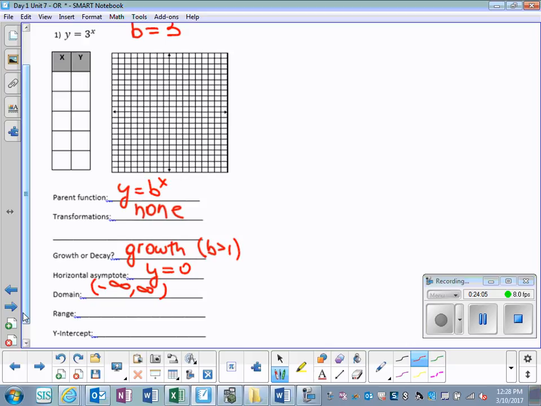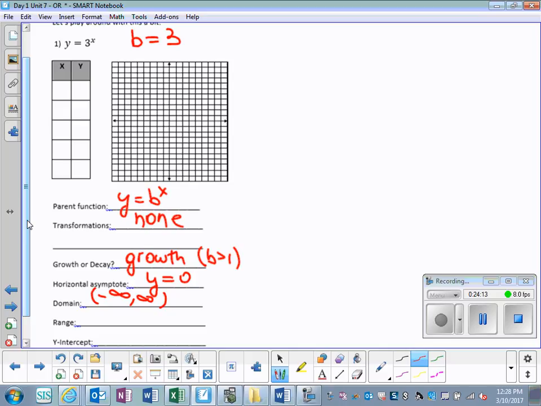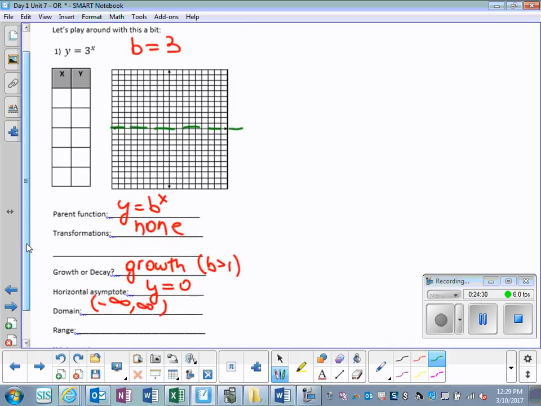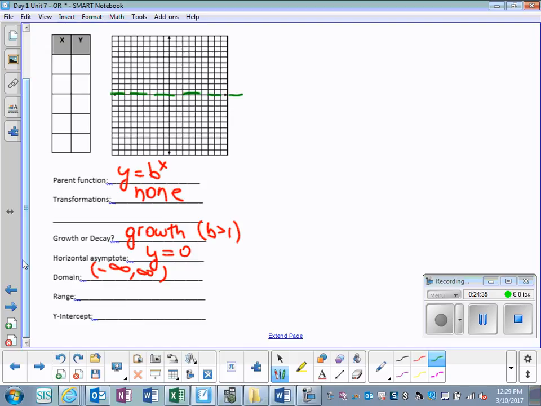What is the range? All numbers above 0, because we already determined that the horizontal asymptote is y equals 0. So my function will get very, very close to it, but will never reach it. And will it be above or below my horizontal asymptote? Above, because there is no negative in front. So the range is what? 0 to infinity. My k number is 0, so 0 to infinity, yes?